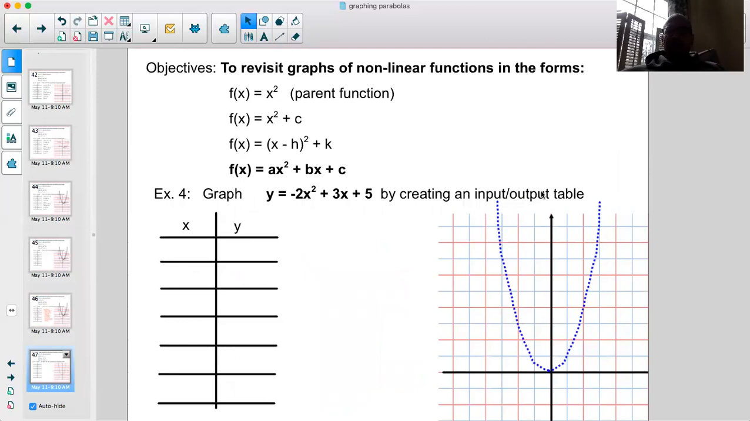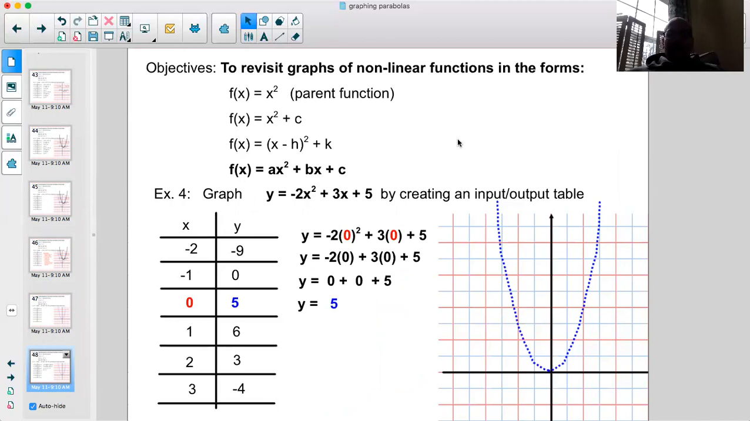The last one for this video is this guy. And now that one really has an x term, not just the squared piece, but the x term. So I'll definitely go with an input output table, and I'm going to do it very quickly. An example of an input output table to come up with this would be I could use x equals 0 as an input. I would get 5 as an output. I have my point there.